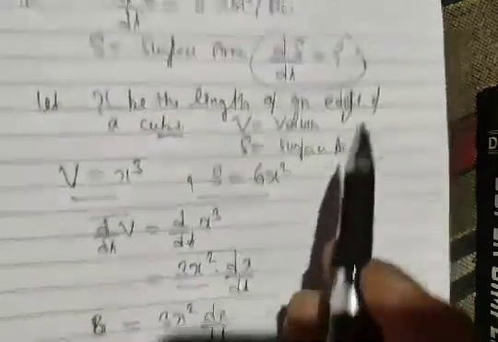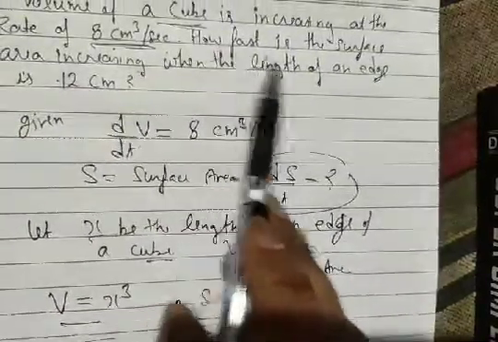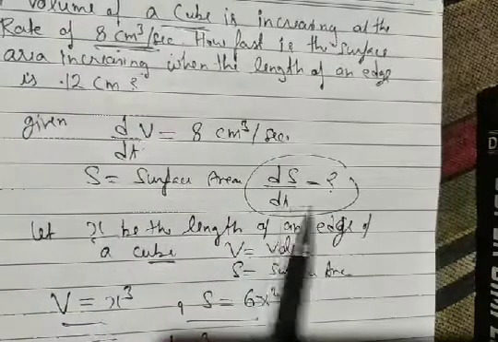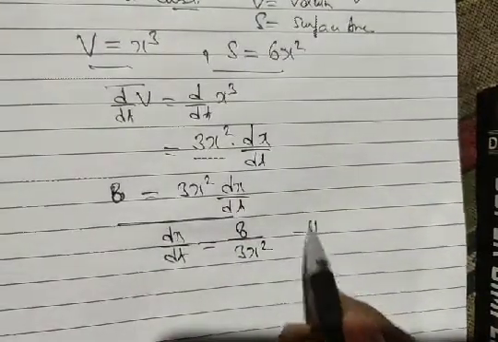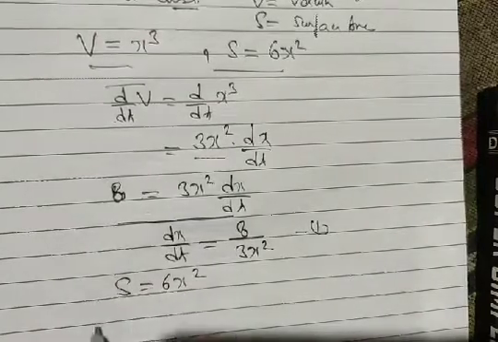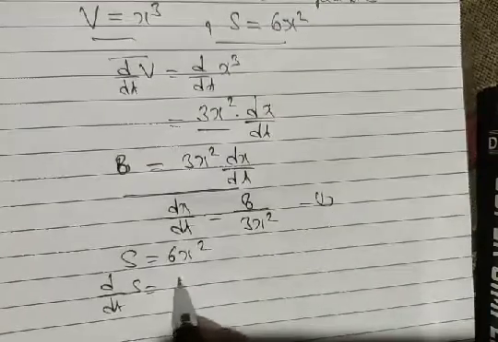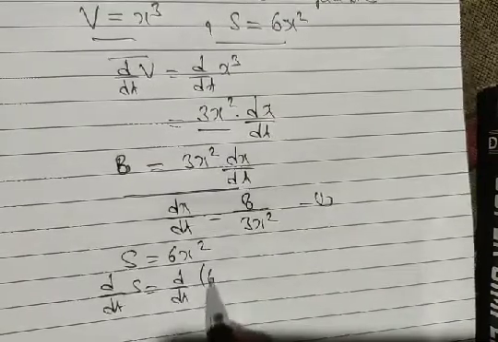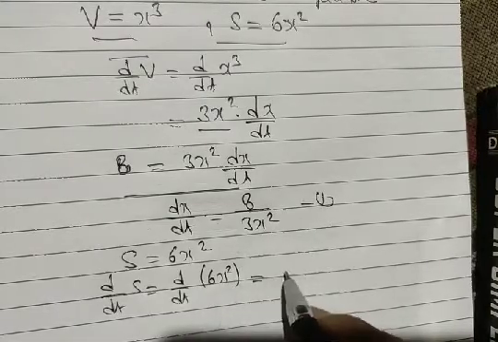But we have to find how fast the surface area is increasing, so we have to get dS/dt. Our S is 6x squared. Then dS/dt is d/dt of 6x squared. Then what do we get?